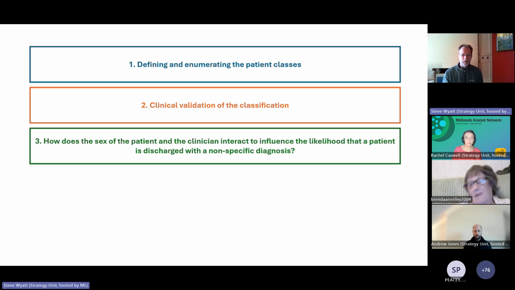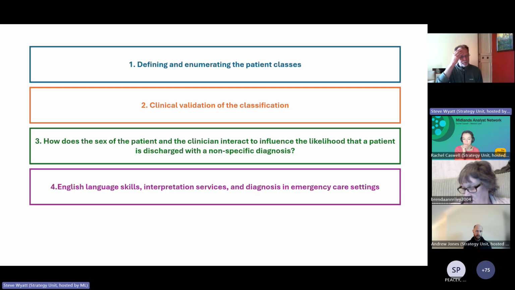So our theories here would be, are women who are seen by female consultants more likely or less likely to be discharged without specific diagnosis than if a male consultant saw the patient? And if we do see differences, then that might give us insight into, again, how we might improve the quality of care for these patients.